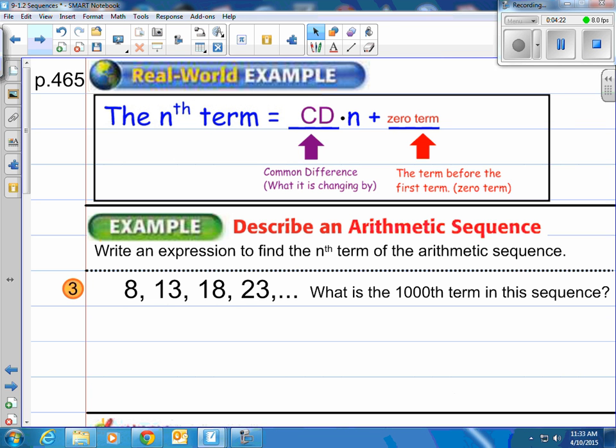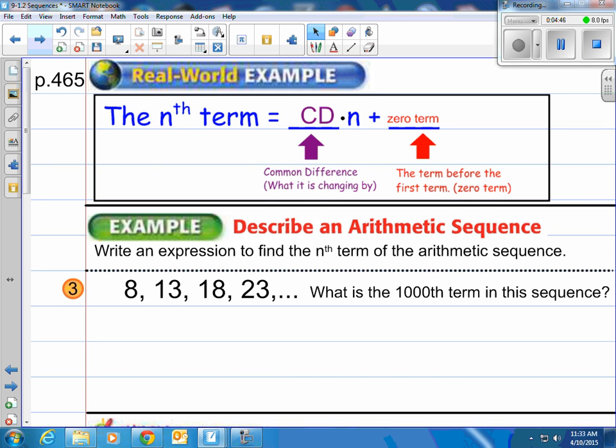All right, here comes the cool thing. You definitely want to write this down in your notes. Inside this box is the fast way to do finding any term in an arithmetic sequence. So to find the nth term, all you have to do is take the common difference times the number term you're looking for, plus the 0 term. And the 0 term is the term right before the first term that you see.